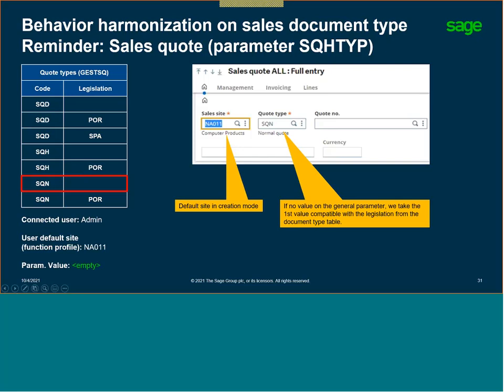So what happens when you create a sales code? Simply, the system first defaults the sales site, and then, as it is not indicated, the system will take the first value compatible with the legislation from the document type table. So document type table, the first one in the list is this one, okay, is SQL.